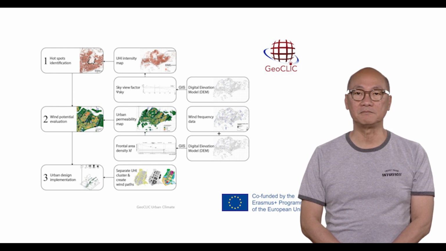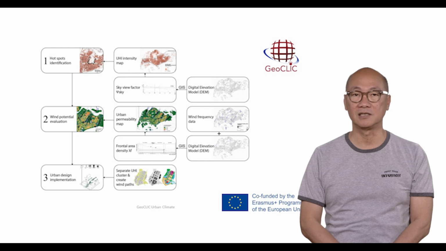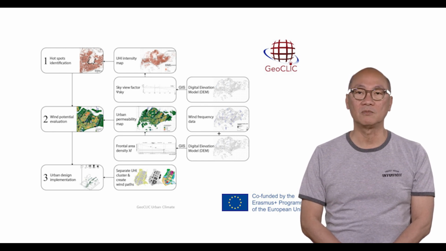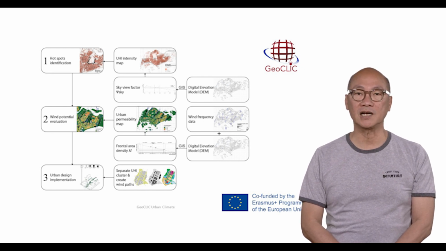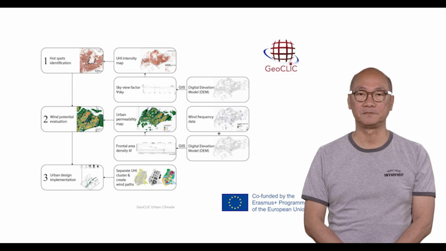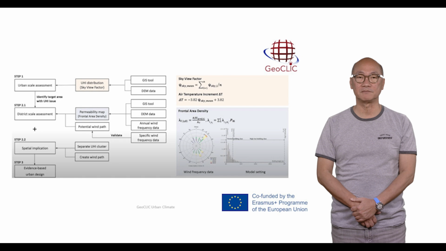Before the third step, urban design implementation, there is a step 2.2, spatial implication, where the hotspots are studied separately with a proposal of wind path. More details in the next slides. The proposals will be used as an input for the last step of the implementation. In this slide, we look at more details of the processing steps.